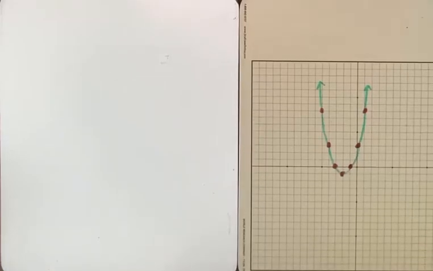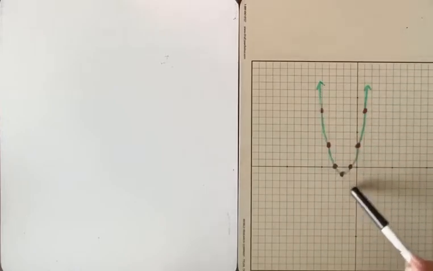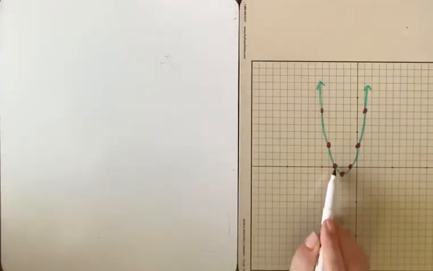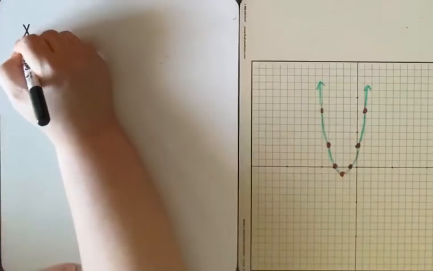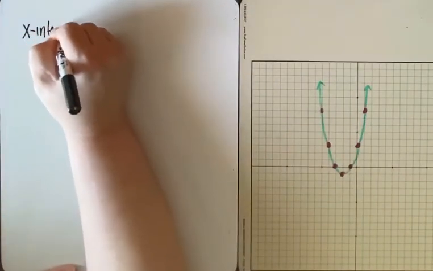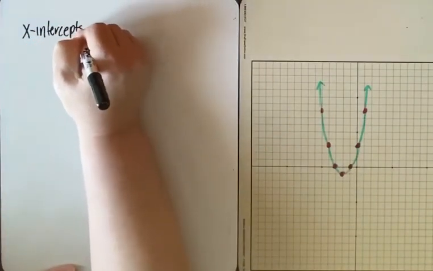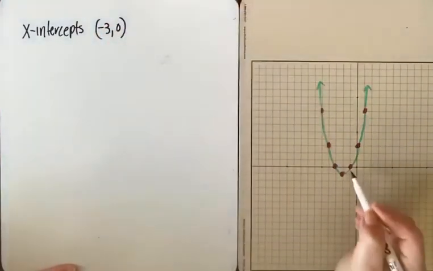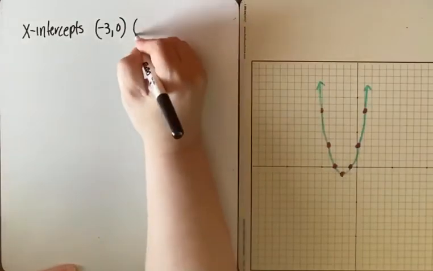Our goal with this problem is to be able to write the equation of this parabola into both factored form and standard form. We start by identifying the intercept. So we have an intercept here at -3, 0. And also at -1, 0.